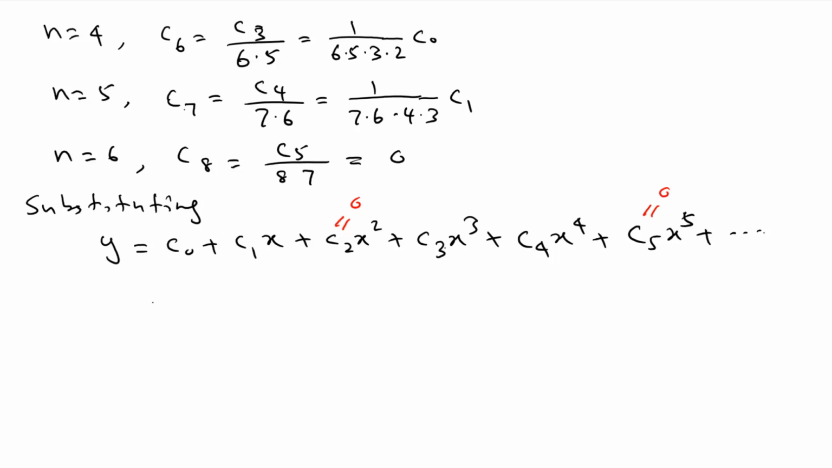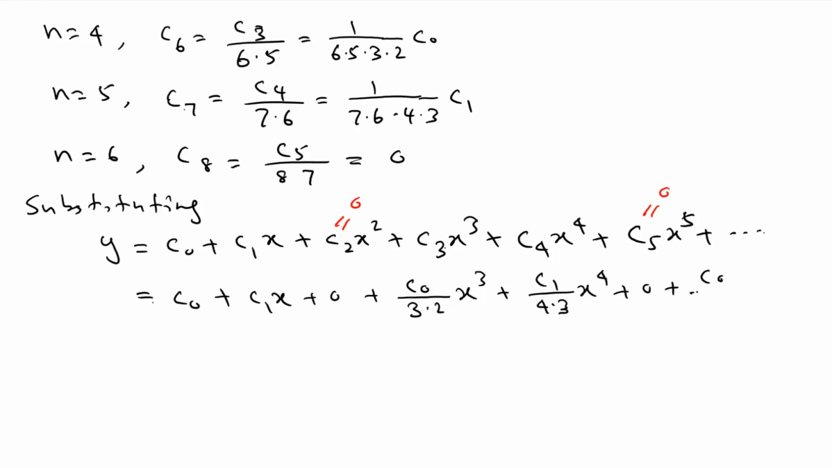And then if you substitute the coefficients, this is simply equal to c0 plus c1x, and then we have a 0, plus we have c0 over 3 times 2 x cubed, and then we have c1 over 4 times 3 x to the 4th, and we have a 0, plus c0 over 6 times 5 times 3 times 2 x to the 6th, like that.